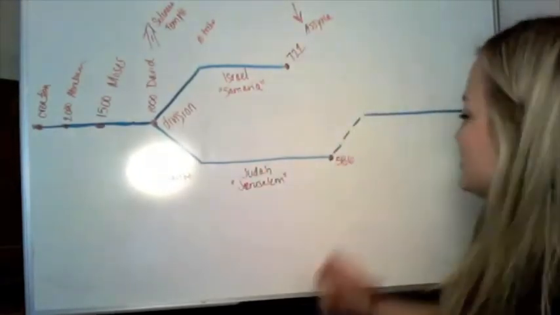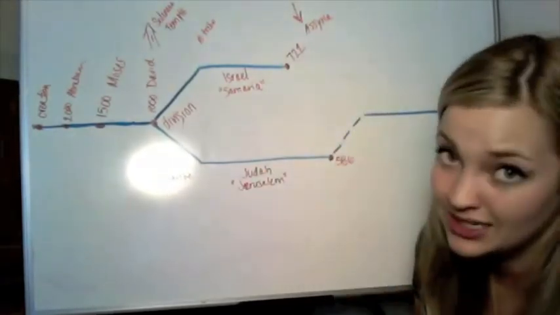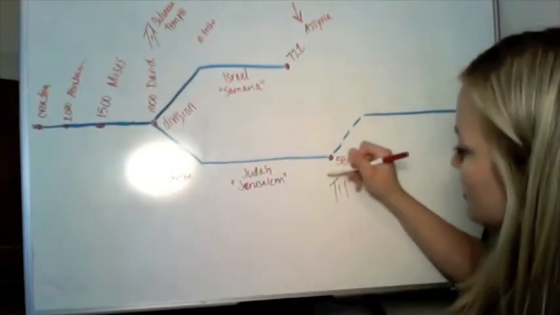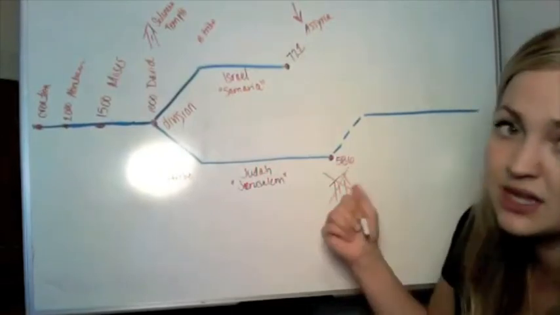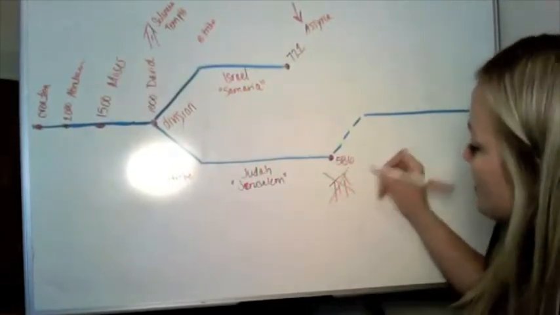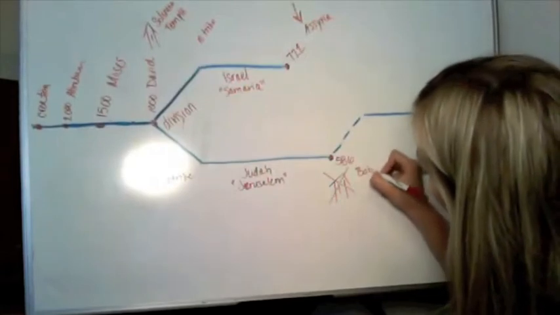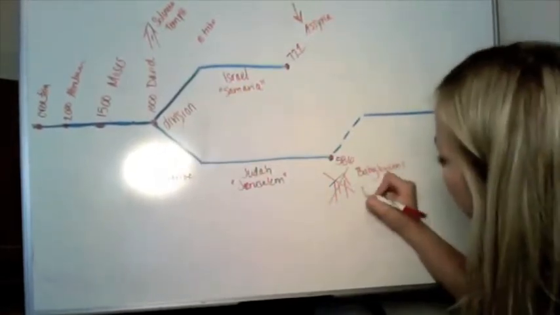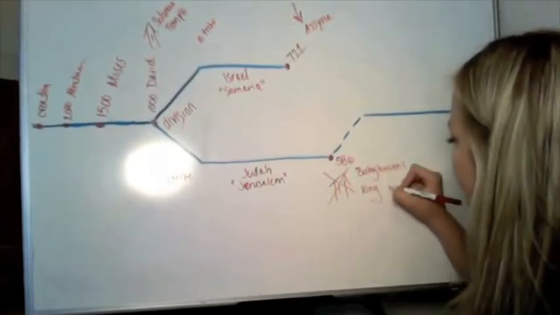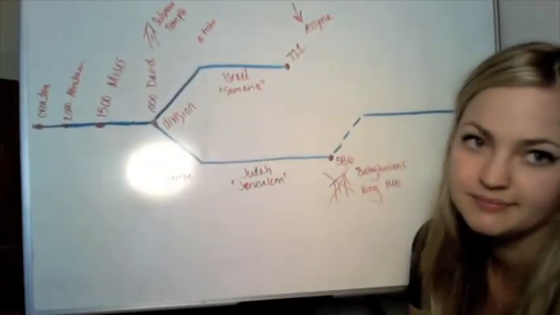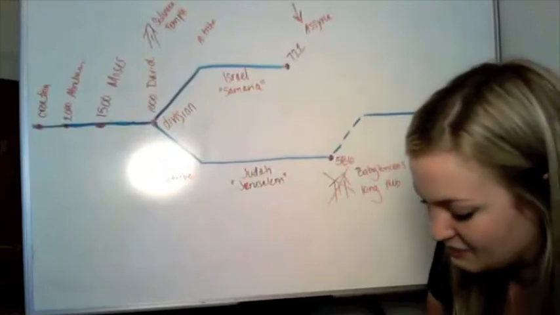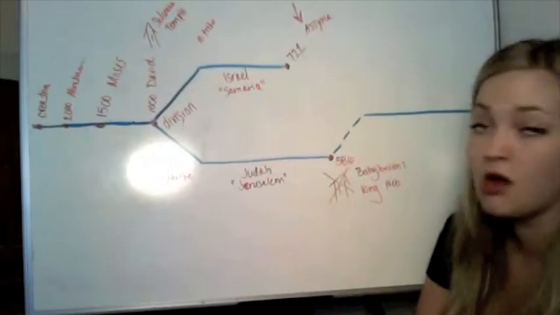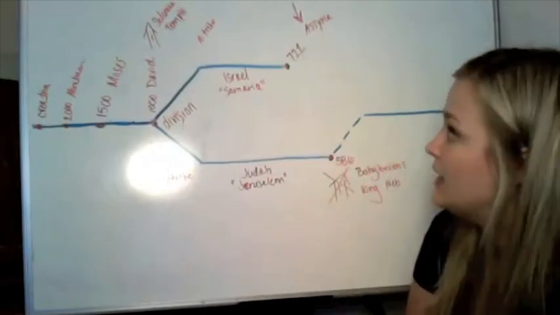Yes, I do. So 586 is when the Southern Kingdom gets destroyed, and you can write a house with the number 1 and a big X through it. Southern Kingdom gets destroyed. And that is by the Babylonians, led by King Nebuchadnezzar. And I'm going to write King Neb, because I don't know how to spell that. Babylonians come in and they demolish the Southern Kingdom.